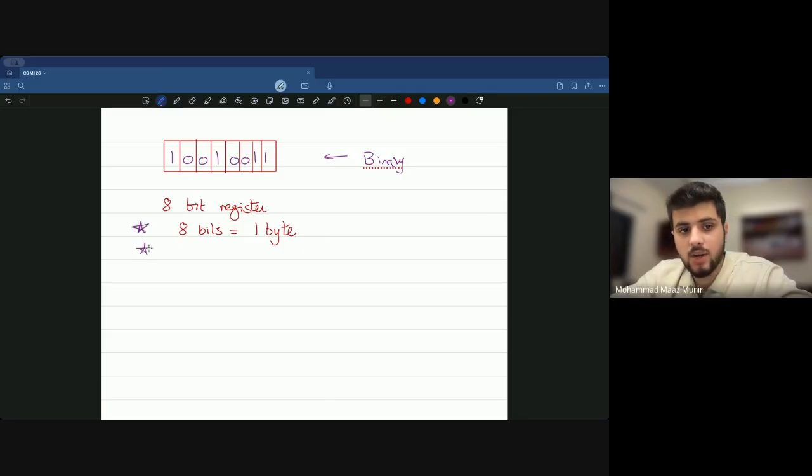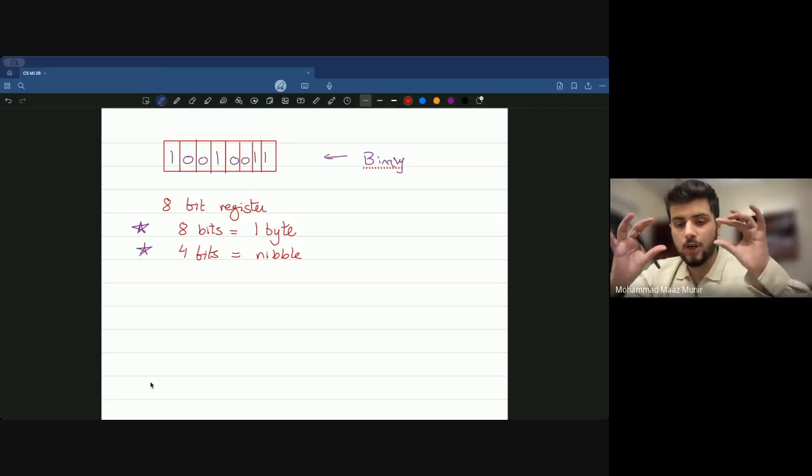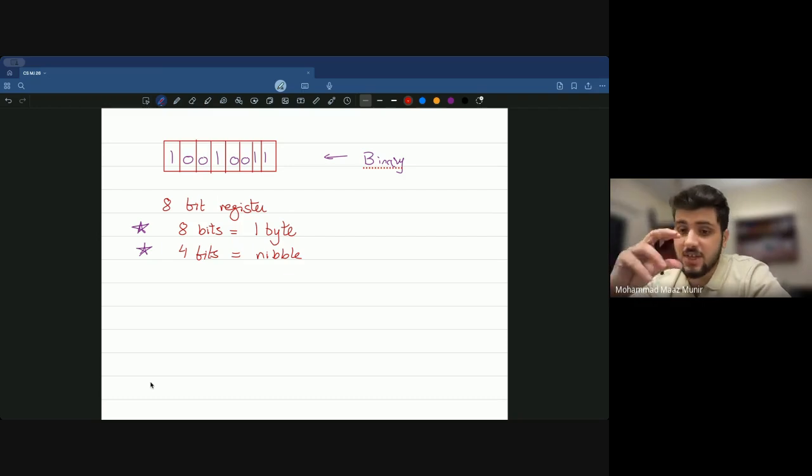And just like that, there is one other important convention. Let's say that I don't have 8 bits, but I have 4 bits. So what do we call a 4-bit memory slot? We basically give it the name of a nibble. So it's known as a nibble. A nibble is basically that slot, or maybe a specific shelf in your memory, which can store a maximum of 4 bits.